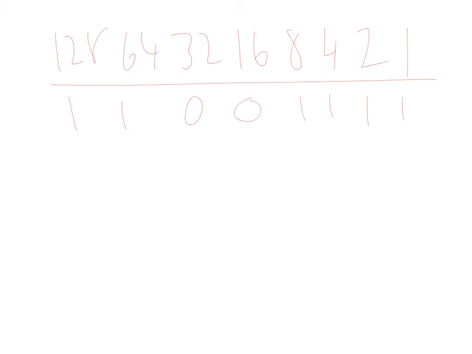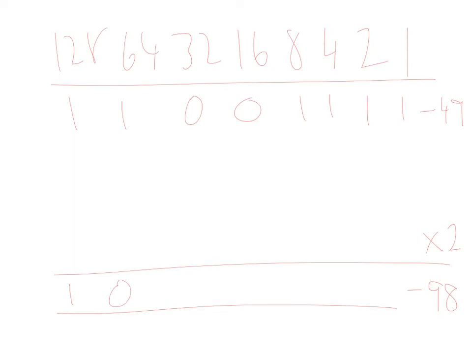Let's try an arithmetic shift left this time. And we will start with the binary number 1, 1, 0, 0, 1, 1, 1, 1, which should be -49, assuming 2's complement. And what we want to do by shifting to the left is carry out a multiplication by 2, which should give us the result -98. Now -98 in 2's complement is 1, 0, 0, 1, 1, 1, 1, 0.